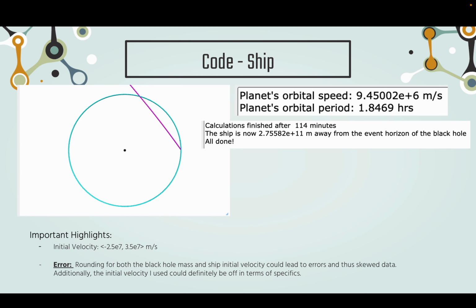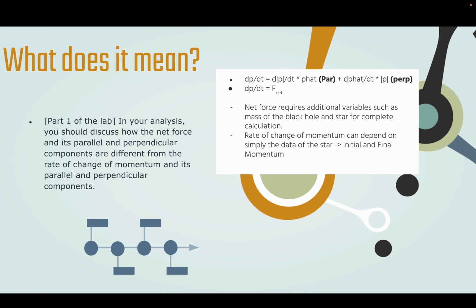Some sources of error could result from rounding for both the black hole mass and ship initial velocity, as it could lead to errors and skewed data. And the initial velocity I used could have definitely been off in terms of specifics.